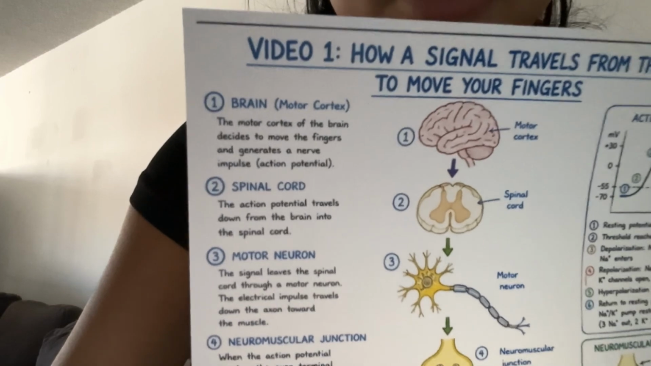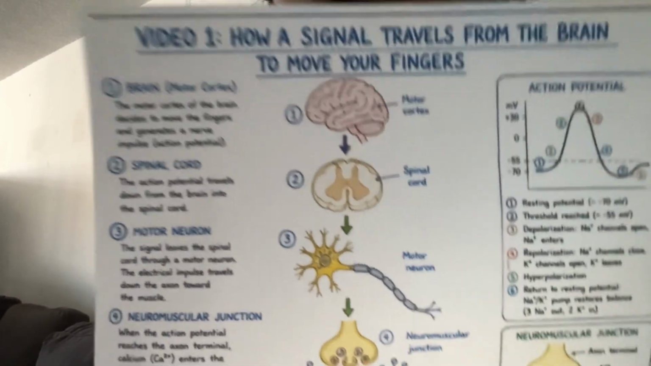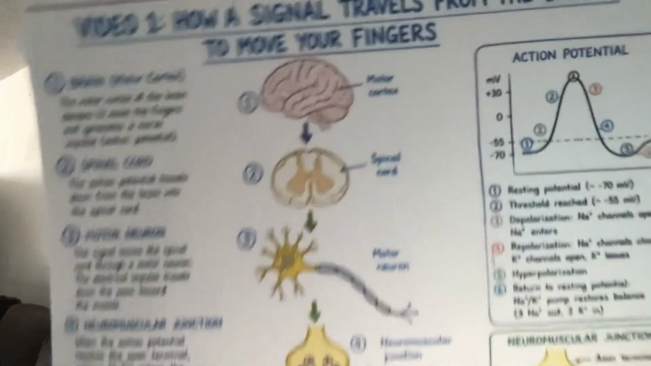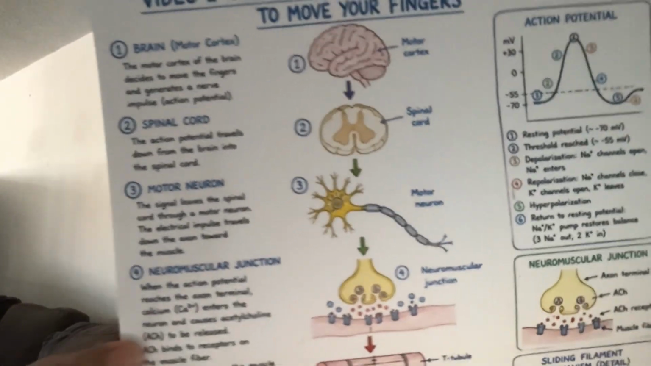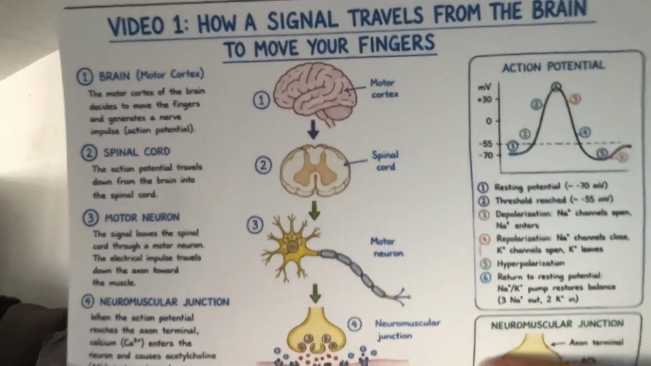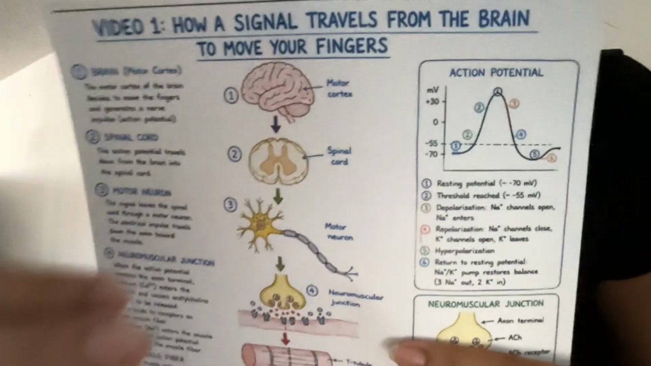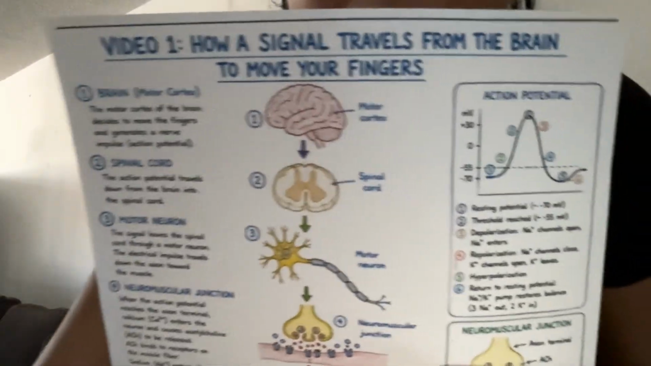Second of all, we have the spinal cord. The action potential travels down through the brainstem into the spinal cord. The spinal cord acts like a highway, carrying information from the brain to the rest of your body.